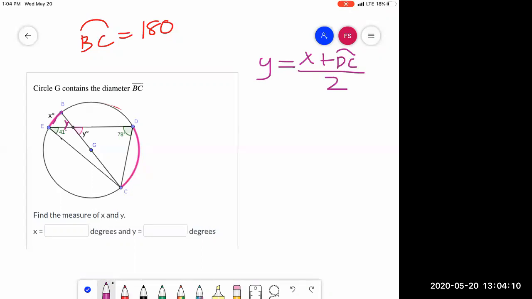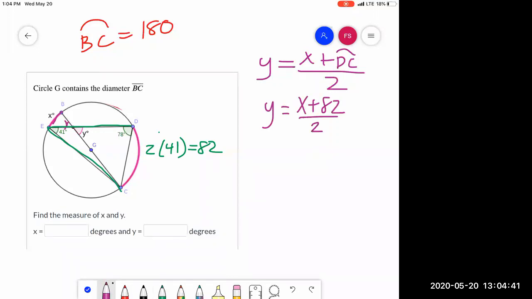and that DC. So DC here, back to last week, I see that this arc DC is made by this angle DEC. And that angle measurement is 41 degrees, which means arc DC has to be double 41 degrees. So this is going to be 82. So I can fill that back into my formula. So Y equals X plus 82 over 2. And we still need to solve for X.